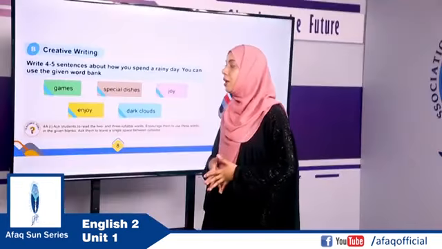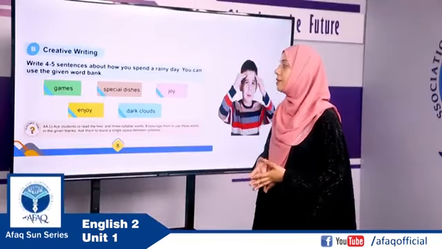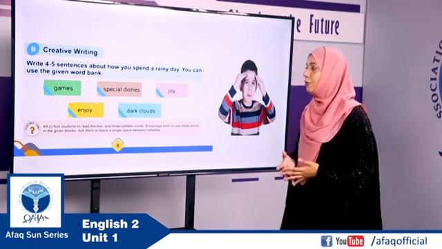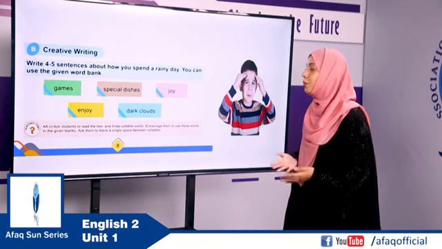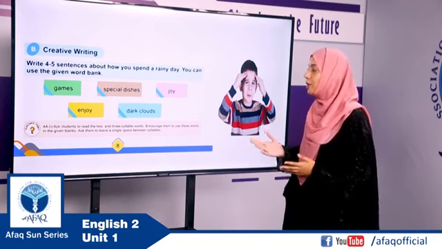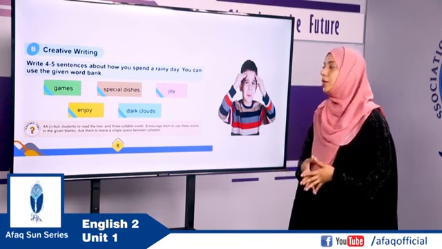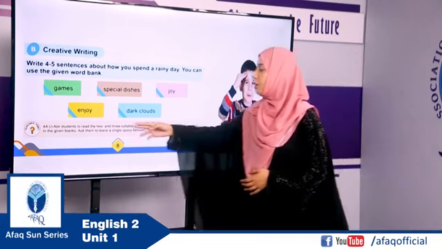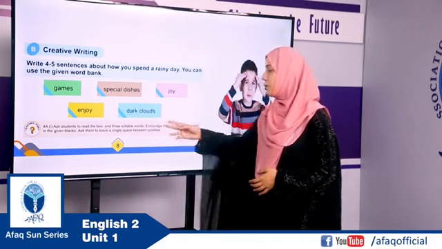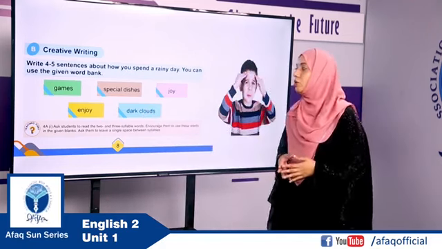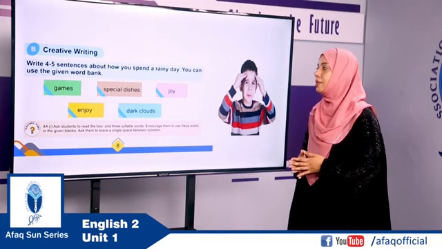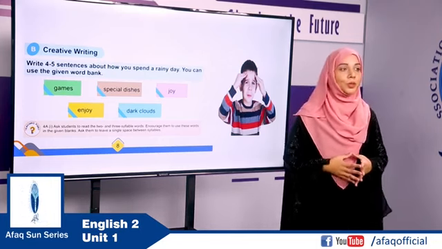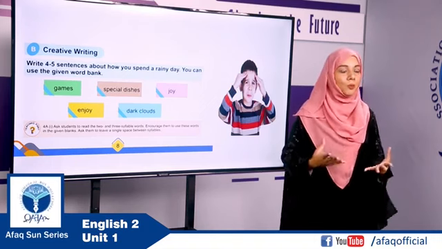The instructions say, write 4 to 5 sentences about how you spend a rainy day. You can use the given word bank. So 5 words and phrases have been given for you. Games, special dishes, joy, enjoy and dark clouds. You have to use these words to write 4 to 5 sentences about how you spent a rainy day. I hope that you are going to enjoy writing this composition.